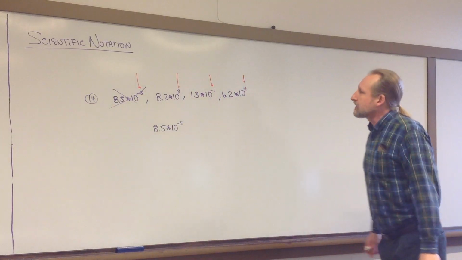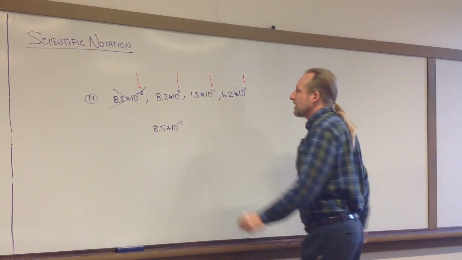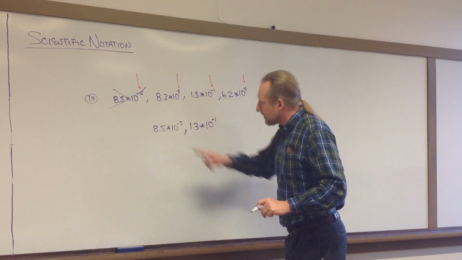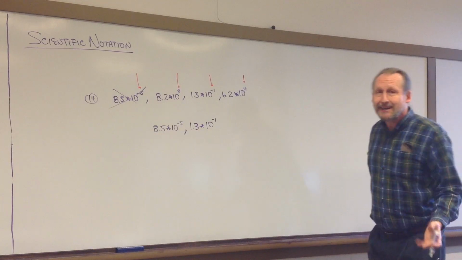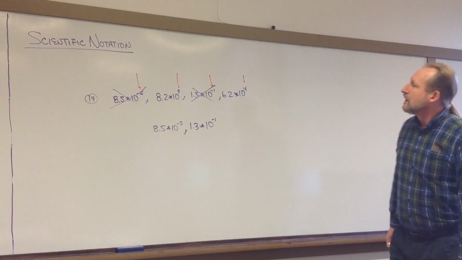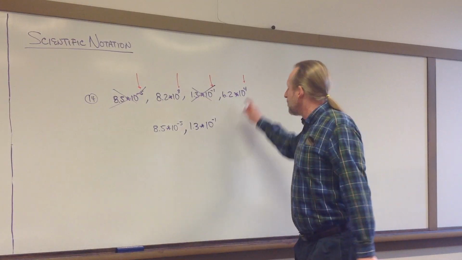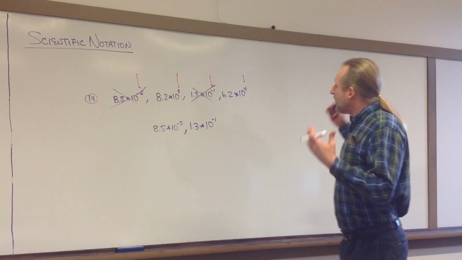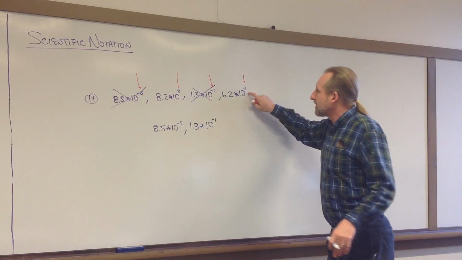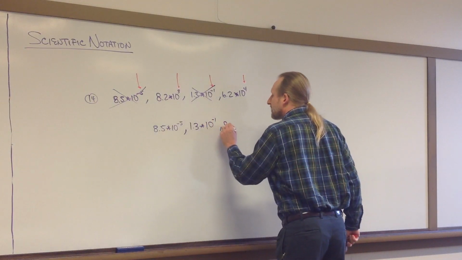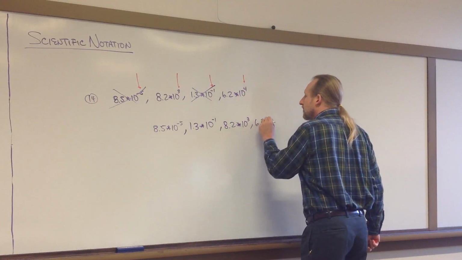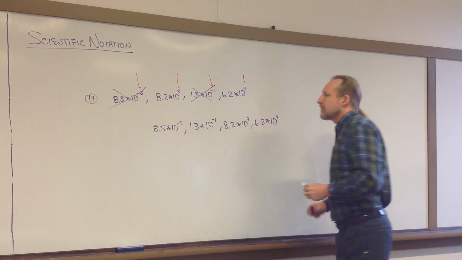Okay, next, this is the only other negative exponent, so it must be the next largest number. It's bigger than this one, but it's smaller than anything that has a positive exponent with the 10. Now we're looking at the positive exponents, right? The bigger the positive exponent is, the bigger that number is going to be. So this is the biggest one right here, so this one comes next, 8.2 times 10 to the 3rd, and then the biggest number, 6.2 times 10 to the 4th.